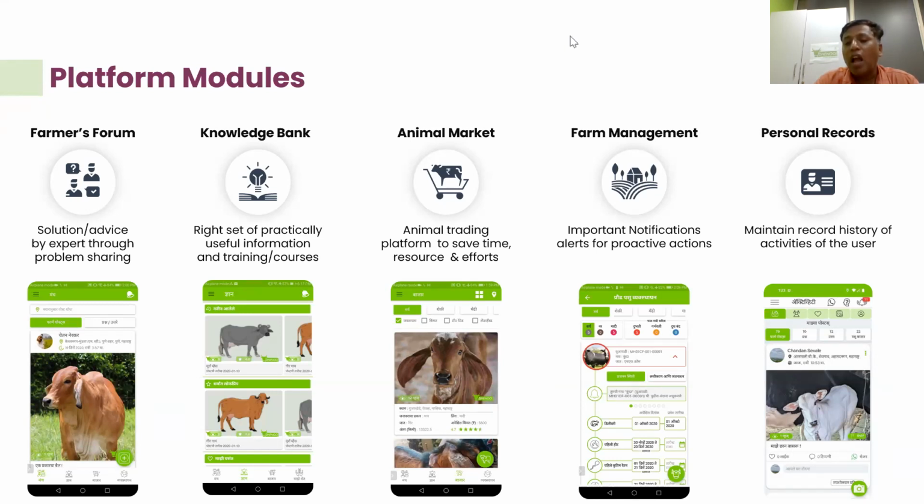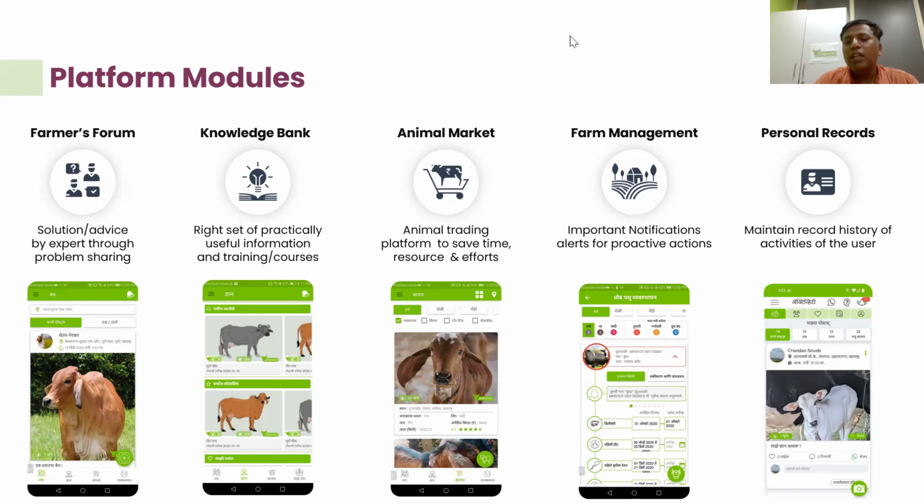all the information: how many cows are in the milking stage, how many of them are pregnant, how many of them are there but not giving any milk, how many of them are male, how many of them are female. All the animal records are maintained. Last but not the least, the personal records. This particular module retains all the footprint of the activities that a user is doing on the platform.